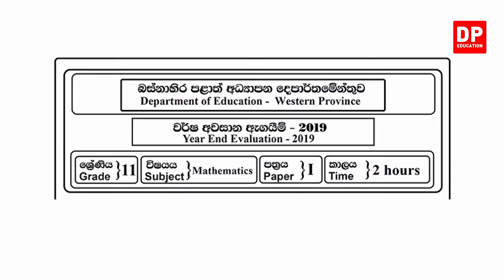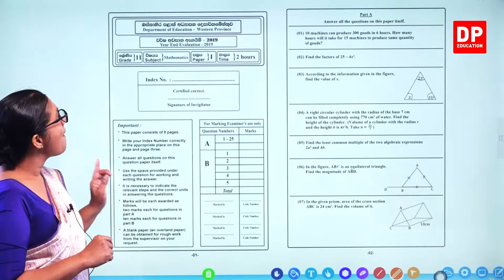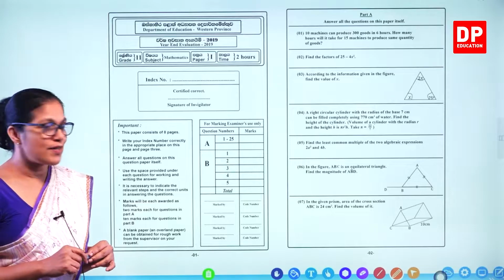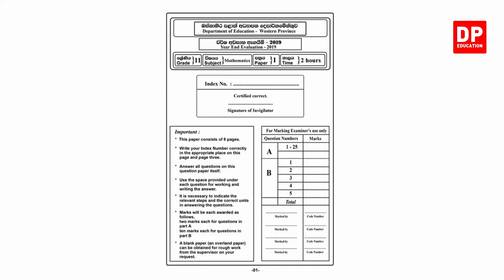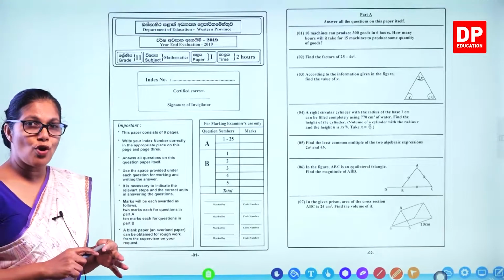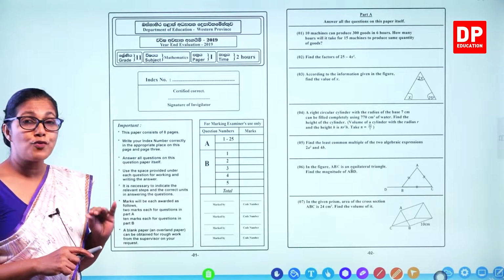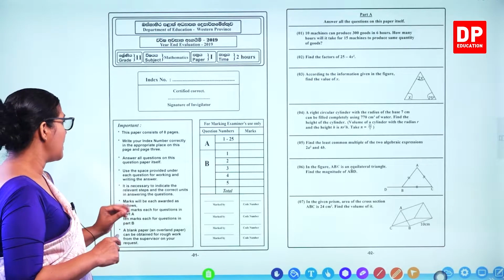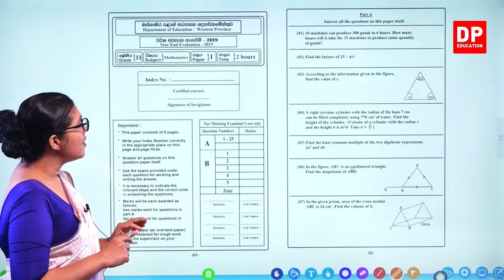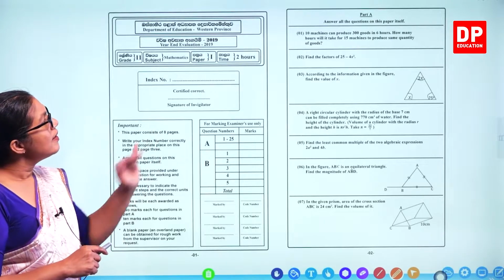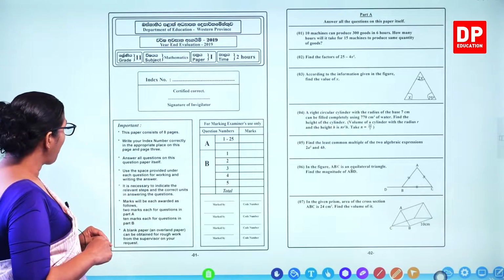That's Department of Education Western Province Year-End Evaluation 2019. So this is paper 1, you get 2 hours. So you already know there are 2 parts in first paper, part A and part B. Part A you get 25 short questions and part B you get 5 questions. So you have to answer all questions. And the spaces are given, so you can answer in the space given.